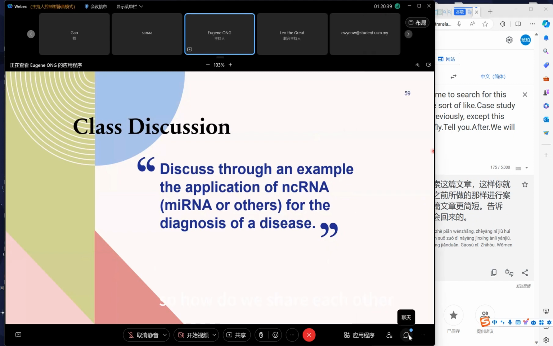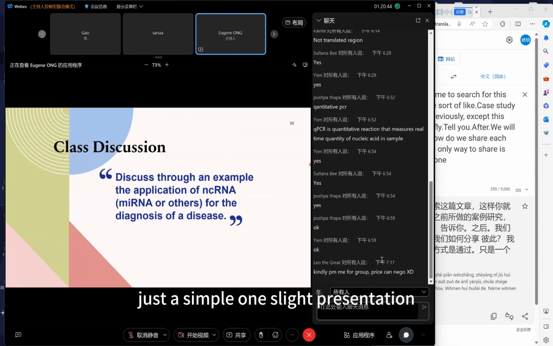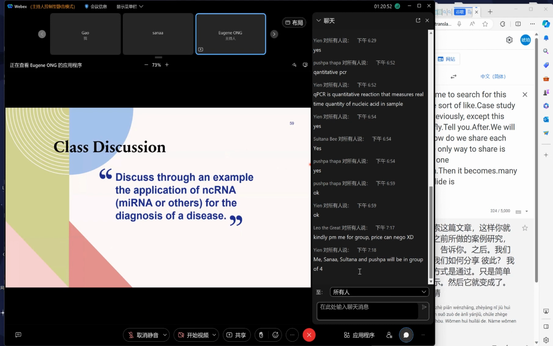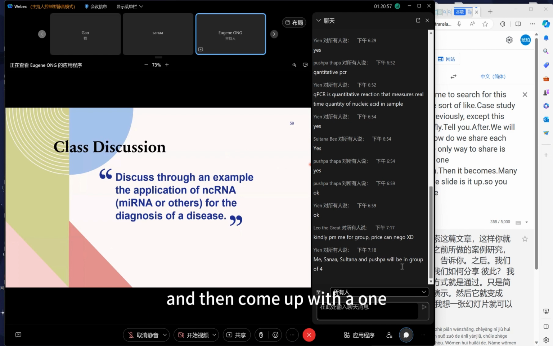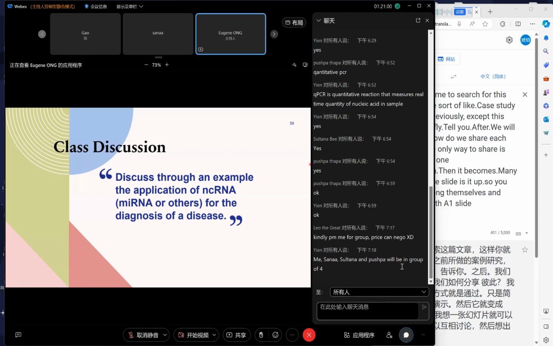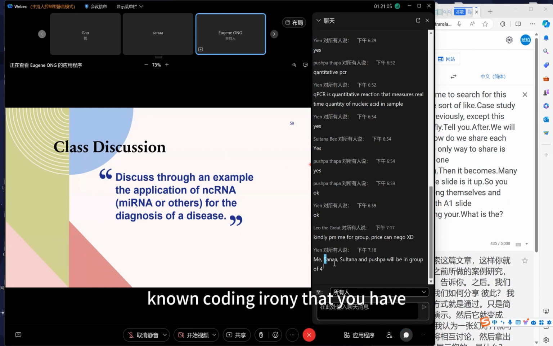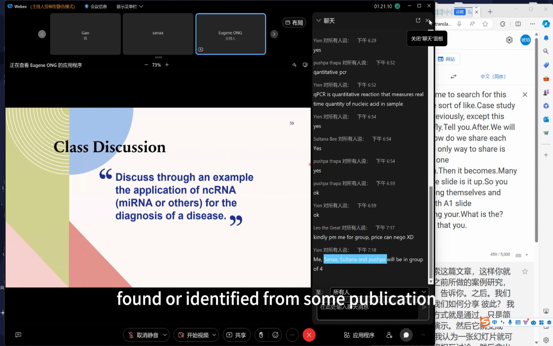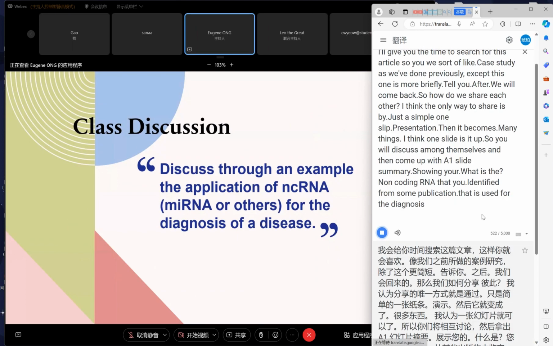so how do we share with each other? I think the only way to share is by a simple one slide presentation. Too many slides, then it becomes too many things. So I think one slide is enough. Okay, so you will discuss among yourselves and then come up with a one slide summary showing the non-coding RNA that you have identified from some publication that is used for the diagnosis of a certain disease.